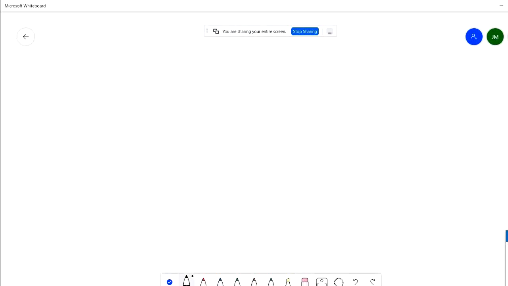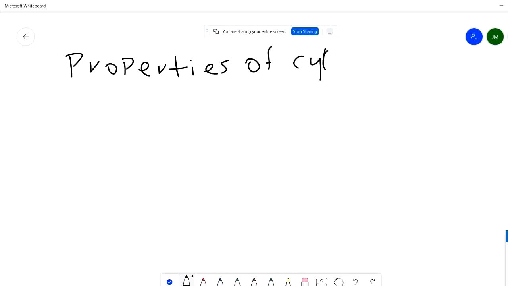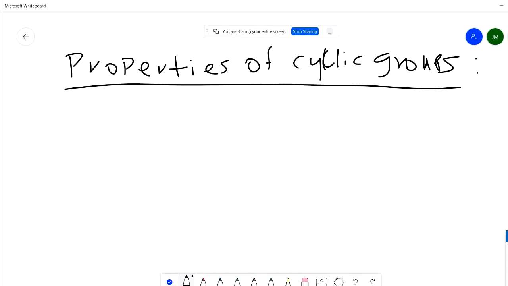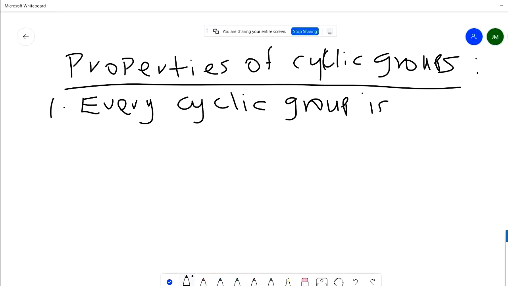So, properties. We just list a few of them. Some properties of cyclic groups. The first one is that every cyclic group is abelian. It is commutative. That can be shown, at least now we know what an abelian group is.